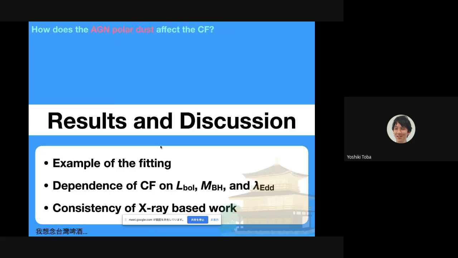Alright, so let me move on to the results and discussion. Here we will discuss the following 3 topics. Also you can enjoy the atmosphere of Kyoto.